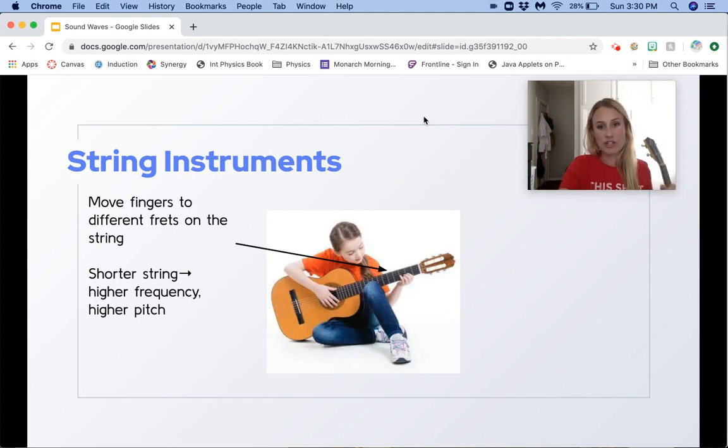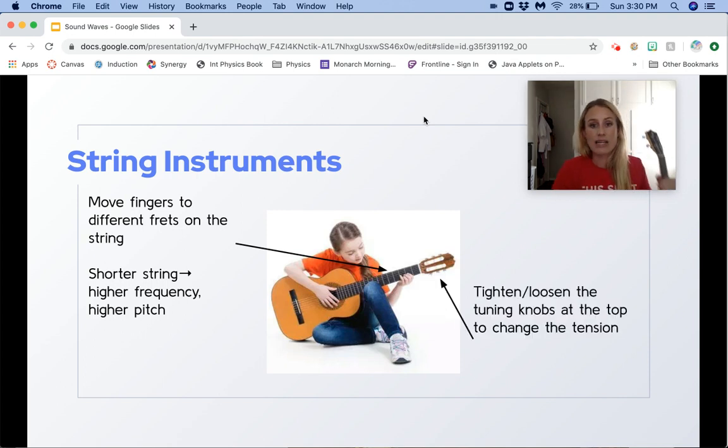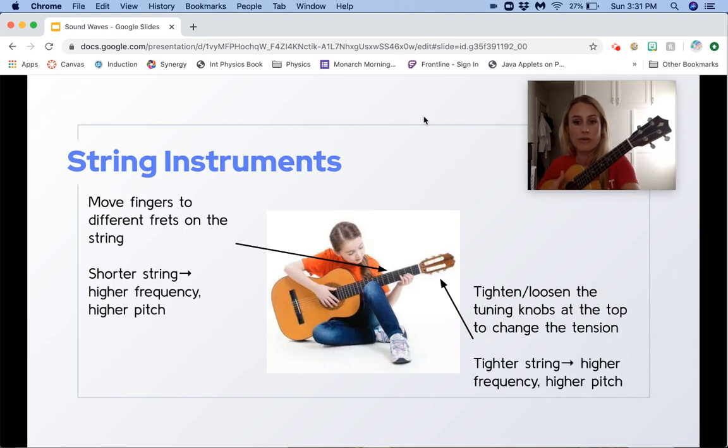Another way that we can change the frequency of the note that's being played is we can tighten or loosen the tuning knobs at the top. So if I do that, here's the one that I was playing with. So I'm gonna twist this knob. So I'm tightening it and it's making a higher frequency, higher pitch sound. Okay, and then if I loosen it, then going to a lower pitch sound, okay? So the tighter the string, the higher the frequency, the higher the pitch.